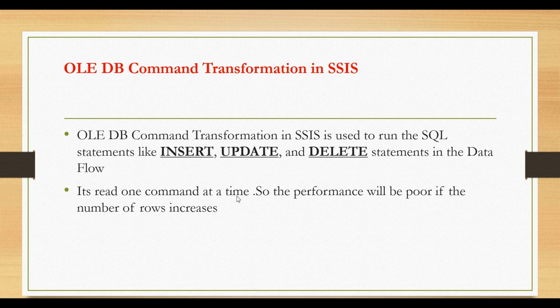It reads one command at a time, so the performance will be very poor if the number of rows increases. For example, if you have 1,000 records, the data flow task will run 1,000 times, reading data one by one, which gives poor performance. If you have very few rows in the table, you can choose this OLE DB command transformation. But if you have millions of records and see performance issues, then don't use this OLE DB command.